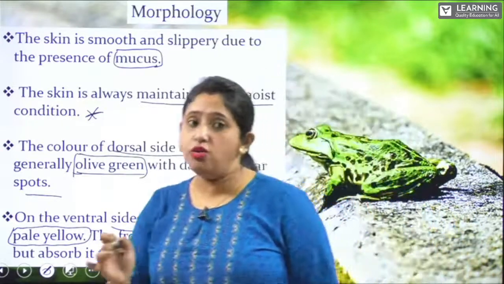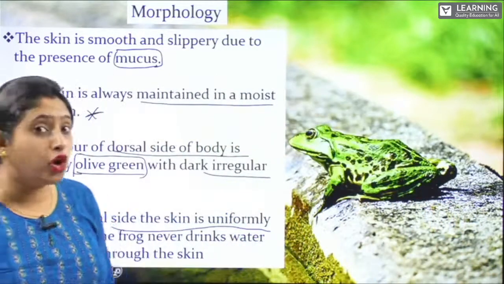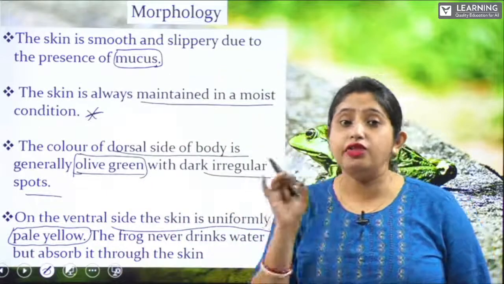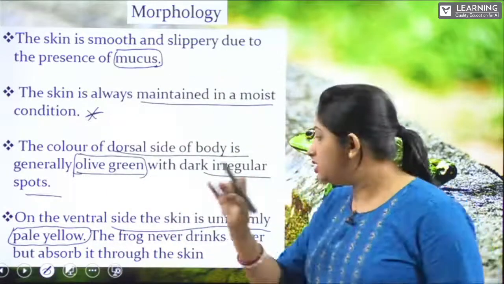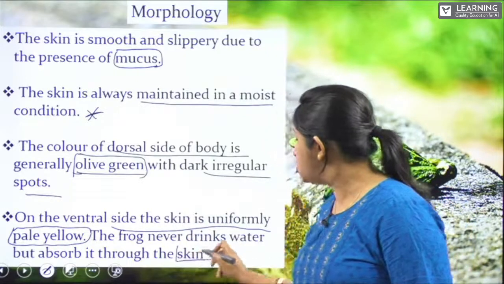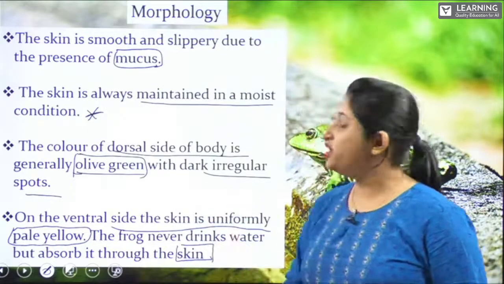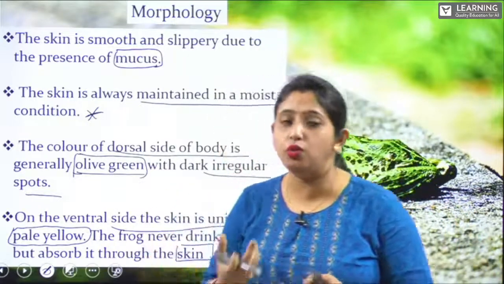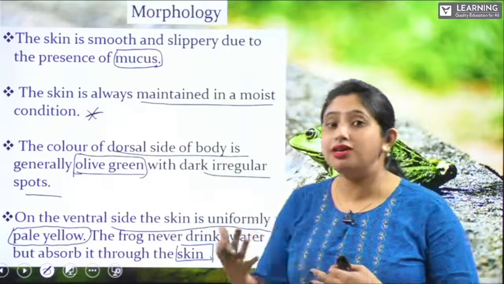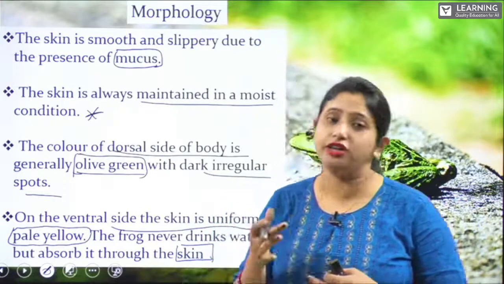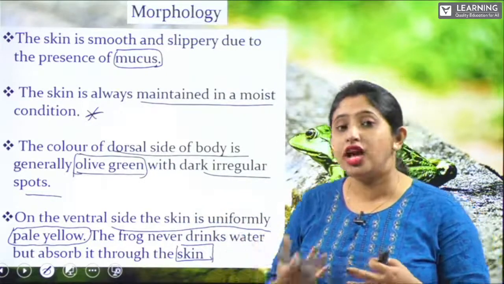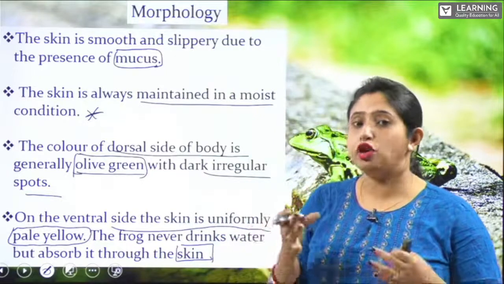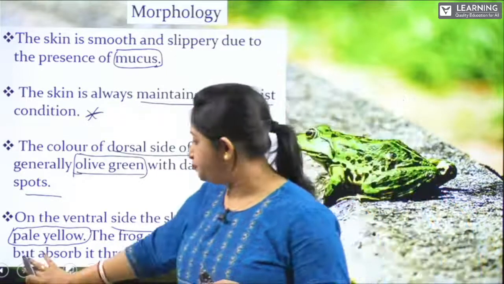And do you know that one of the characteristics of the frog is that it will never drink water? Okay, it never drinks water, but what it does is absorb it through the skin. It has the capacity to absorb water through the skin, because the skin of the frog is very, very moist, right? So they have got pores. Through these pores, they have the capacity to absorb the water and keep it.